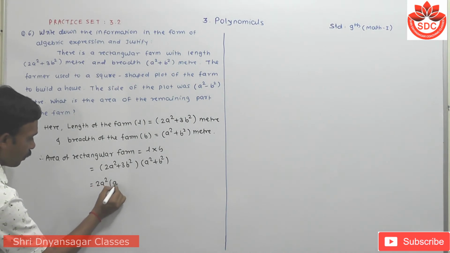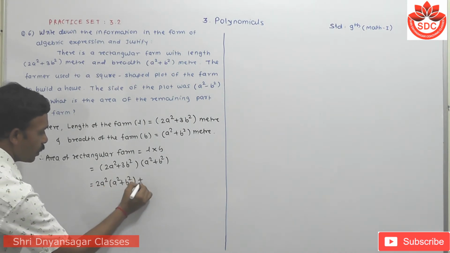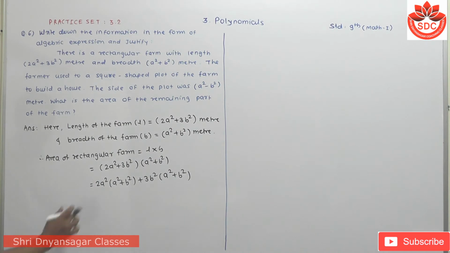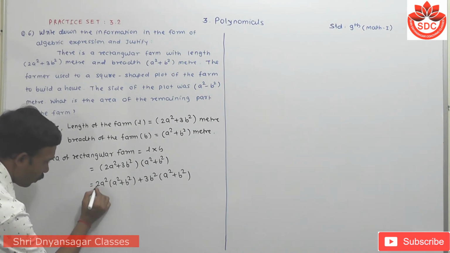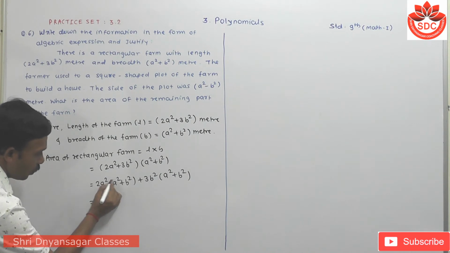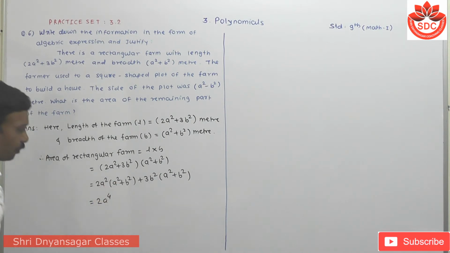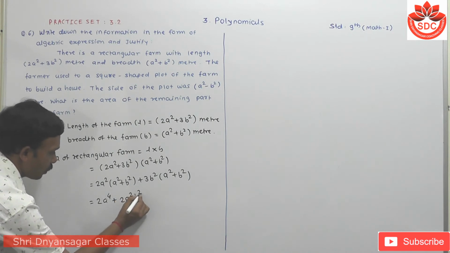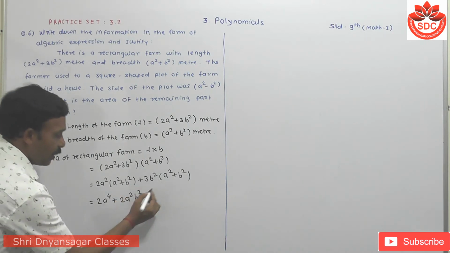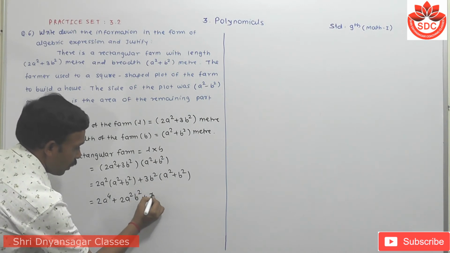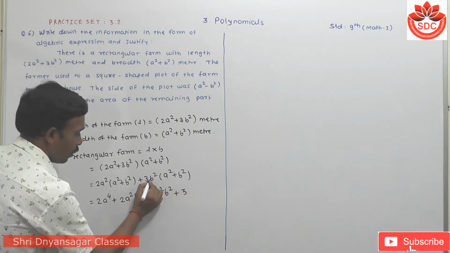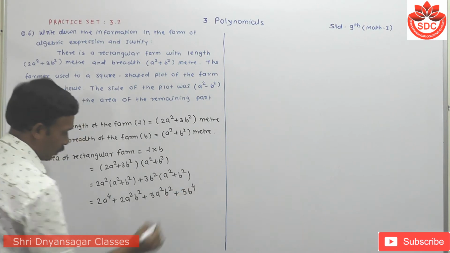So 2a²(a² + b²) + 3b²(a² + b²). Student, directly multiply 2a² to this whole bracket. We get 2a² into a² becomes a⁴, because by using the law of indices you have to add the powers. Then plus 2a² into b², this is a²b². Then multiply by this one, we get plus 3a²b². Then plus 3b² into b² is 3b⁴.